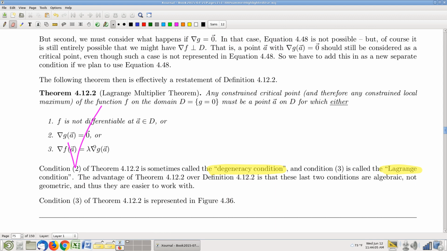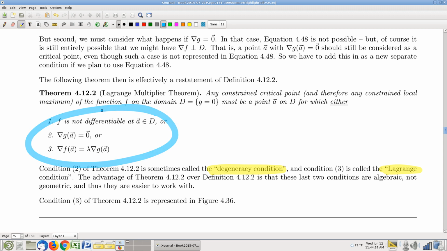Okay, so here we go. This is what we call the Lagrange multiplier theorem. So if you have a constrained critical point, one of these three things is going to happen. So if I find the collection of all points where any one of these things happens, then I definitely have all of my critical points. Okay, so when we use this theorem to try to find critical points, it's kind of a three-step process. Step 1, I've got to find points where the function fails to be differentiable. This is why I call it the differentiability condition.